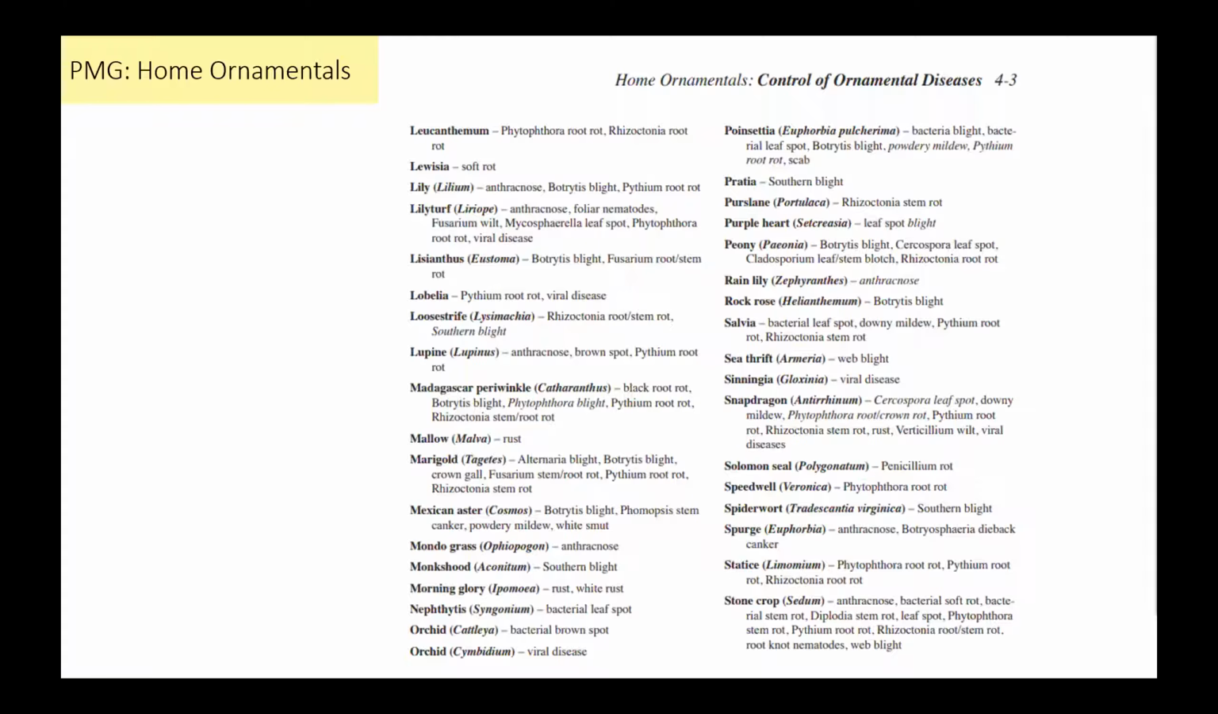So for example, the home ornamental section has woody plants, and it also has herbaceous plants. And at the beginning of those sections, here's an example of the herbaceous plants, which are listed by their name. So if you look at this list, for example, snapdragon, it shows the common problems: Cercospora leaf spot, downy mildew, phytophthora root rot, etc. And then after this list, you can find the fungicide recommendations for those different diseases. And that's how the home ornamental section is organized.